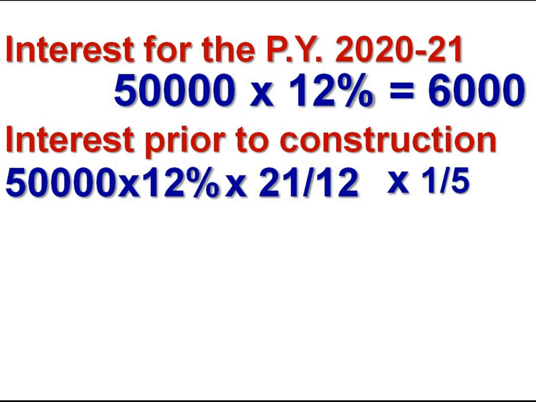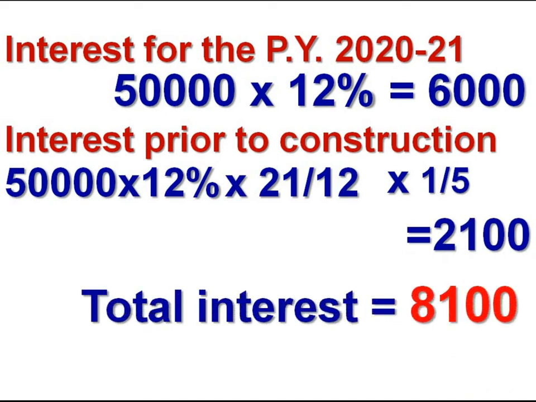Therefore, into 1/5. Interest prior to construction: amount of loan rupees 50,000 into rate of interest 12% for 21 months, 21/12 into 1/5. We get rupees 2,100. Total interest for the house 8,100. ഈ മൊത്തം വീടിന്റെ പലിശ 8,100.